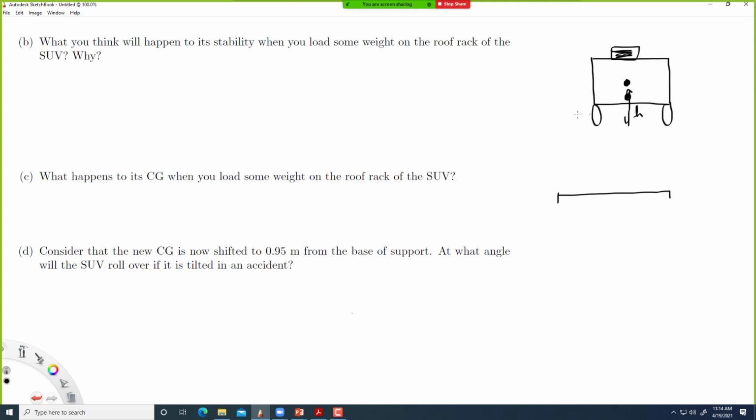Okay, and when height increases, we know theta is tan inverse, sorry, not h, t over 2h. So that means increasing this decreases that, and decreasing that means decrease in stability. Okay, so you need to put that in words.